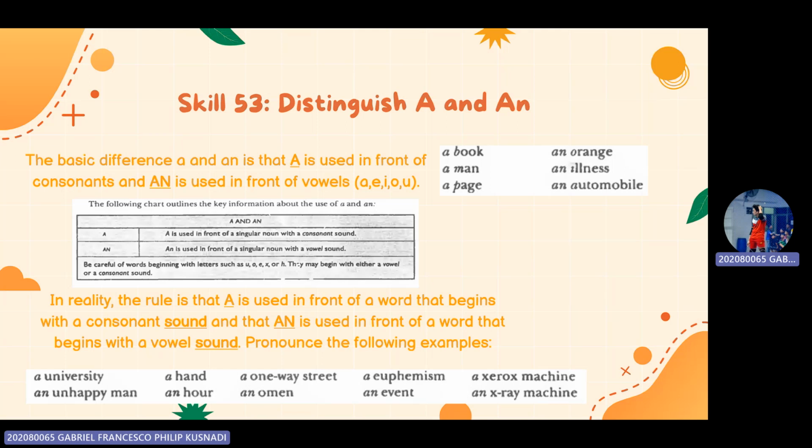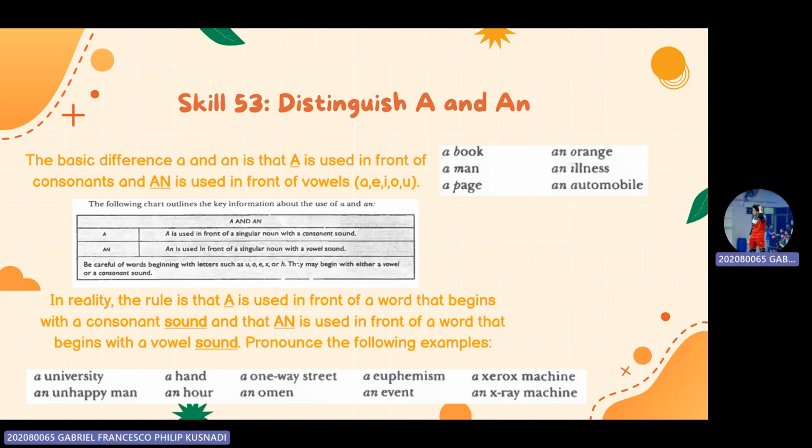The following chart outlines the key information about the use of a and an. A is used in front of a singular noun with a consonant sound, and an is used in front of a singular noun with a vowel sound. Be careful of words beginning with letters such as U, H, E, X, or O. They may begin with either a vowel or a consonant sound. In reality, the rule is that a is used in front of a word that begins with a consonant sound, and an is used in front of a word that begins with a vowel sound.